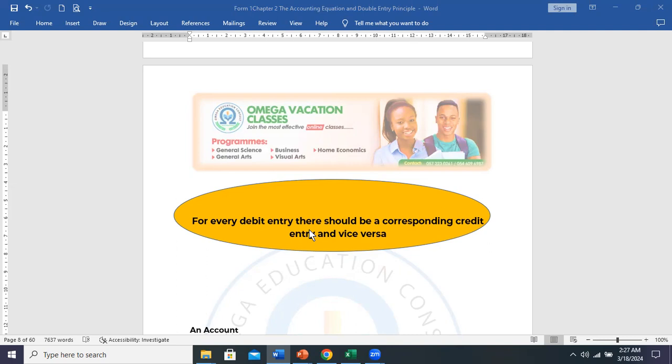Now, who even brought this principle? Let me ask my students if they know the person who is behind this principle. Any idea as to who designed this principle for us in financial accounting?